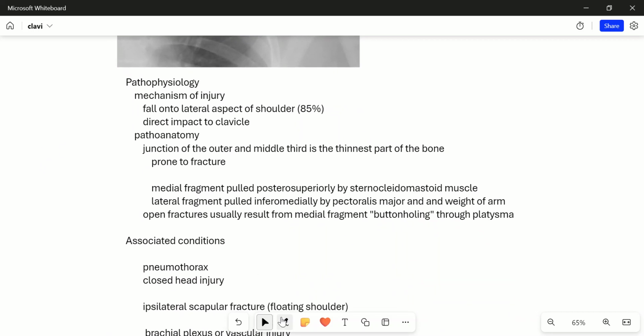What is the most common mechanism of injury or fracture? A fall onto the lateral aspect of the shoulder is the most common. Next is direct impact to the clavicle. Why is the middle third the most common site for fracture? Because it is the thinnest part of the bone, and also the neurovascular bundle for the clavicle enters through this area.